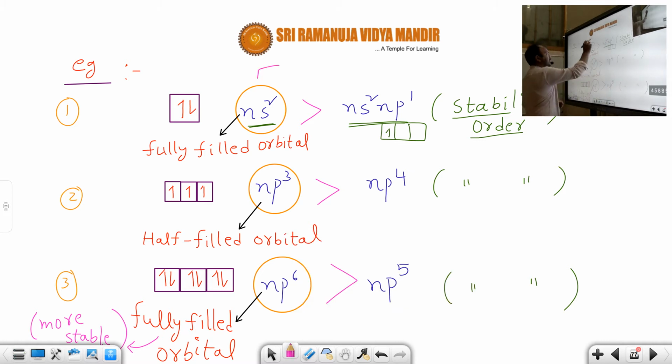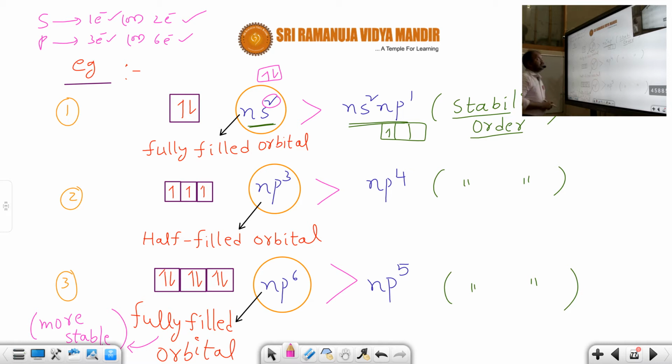Here s is made up of 1 orbital. How many electrons are there? 2 electrons. We know that s half filled means 1 electron, and s fully filled means 2 electrons. This is fully filled. For p, half filled means 3 electrons, and fully filled means 6 electrons.